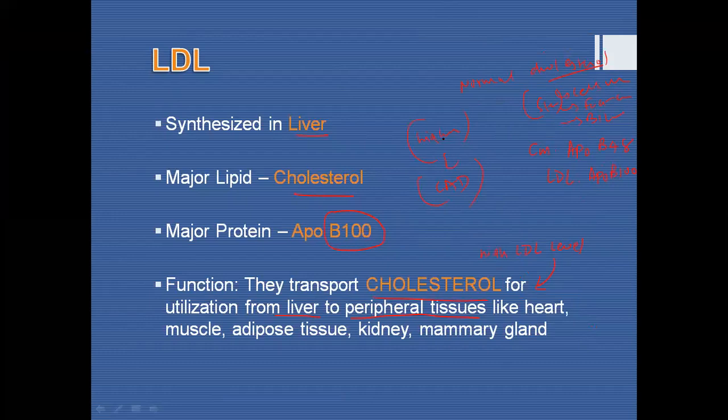You need to remember this slide and mainly its function. Okay, next we will discuss HDL metabolism.